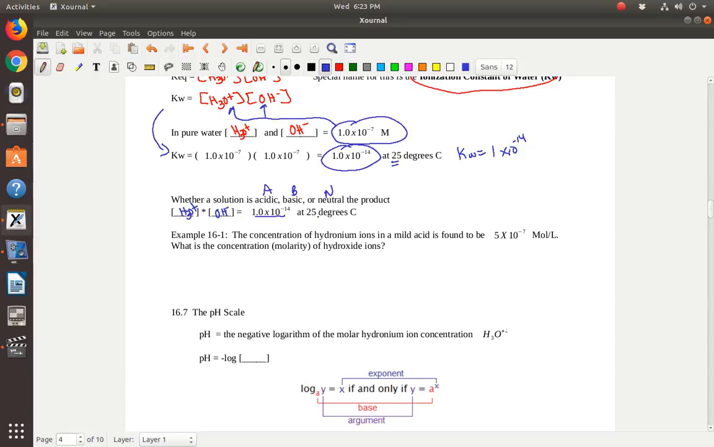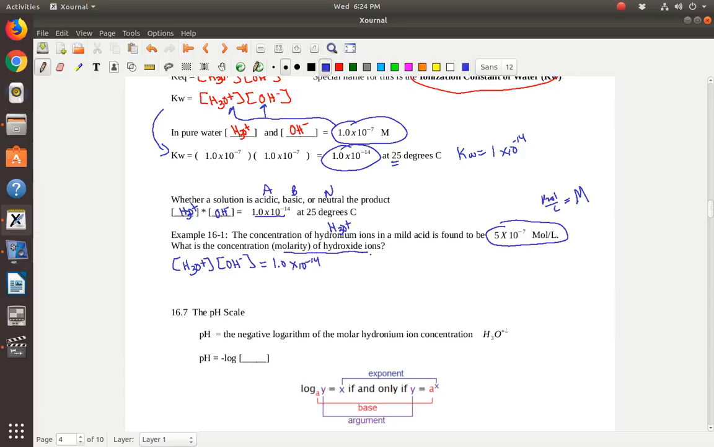The concentration of hydronium ions, we've got to memorize those, in an acid is found to be 5 times 10 to the minus 7 moles per liter. What is moles per liter? Moles per liter is molarity, capital M. We have that before too. So what's the concentration of the hydroxide ions? Well, we use the formula that the hydronium ion concentration times the hydroxide ion concentration is always equal to 1 times 10 to the minus 14.